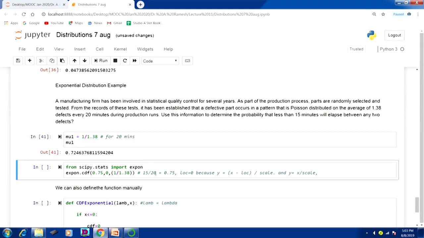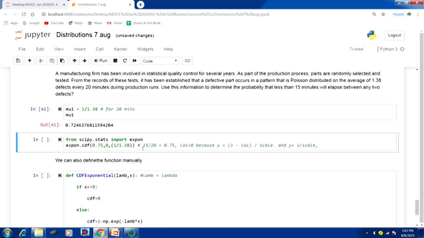Suppose what was asked is the probability that it is less than 15 minutes. From scipy we have to import the exponential function. We have to find the cumulative probability, for that expon.cdf. The 0.75 represents 15 divided by 20, because the mean in the Poisson distribution was for 20 minutes, while the problem for the exponential distribution is asked for 15 minutes. So, we are dividing 15 by 20 so that the units match.